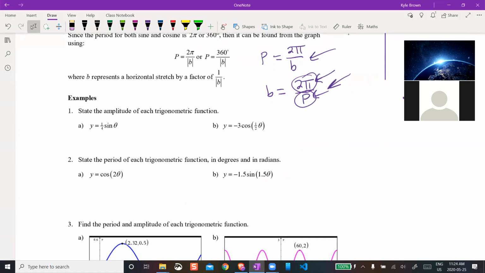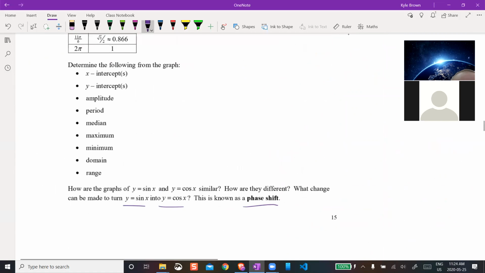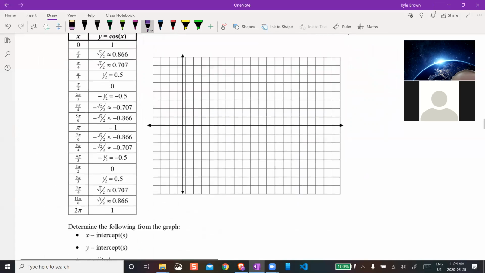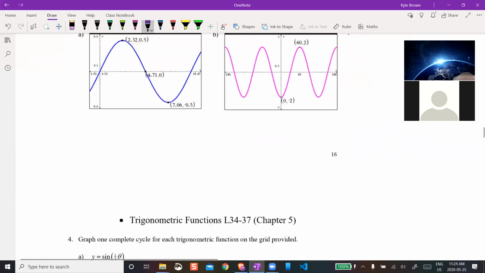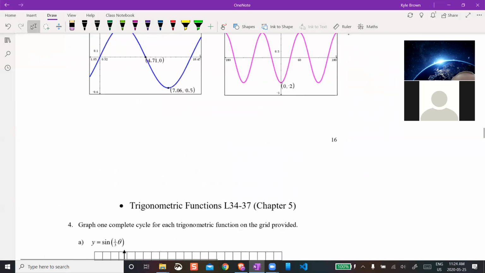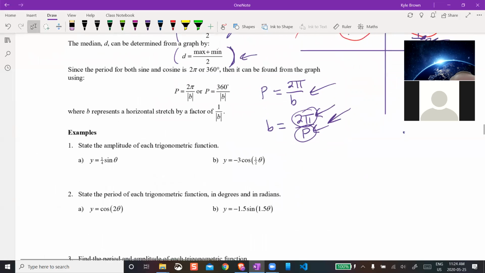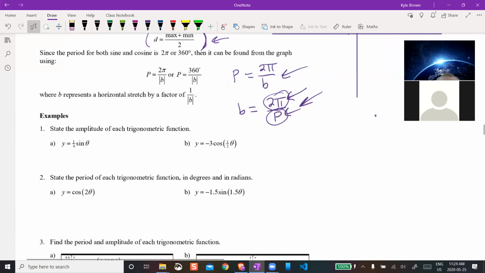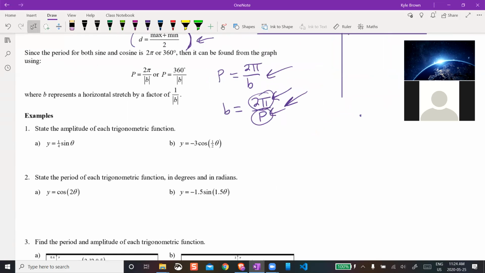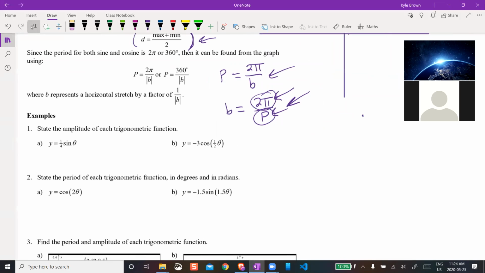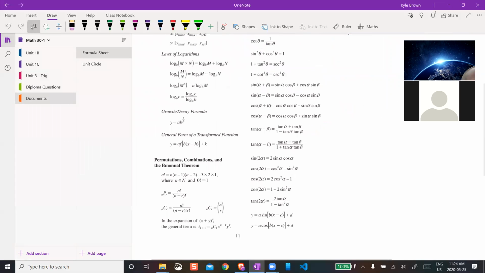This one says, state the amplitude of each trigonometric function. Okay, so the amplitude in this case, and you know what, I don't have it on here. It's definitely worth writing down our formula now for graphing a function, because I think this will help. This actually is on your formula sheet as well. If you look in documents, formula sheet, it's actually these ones. You've got these two on your formula sheet already.